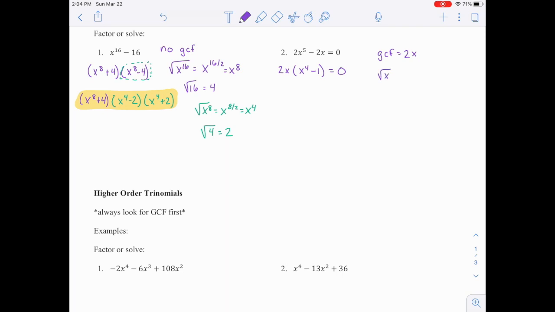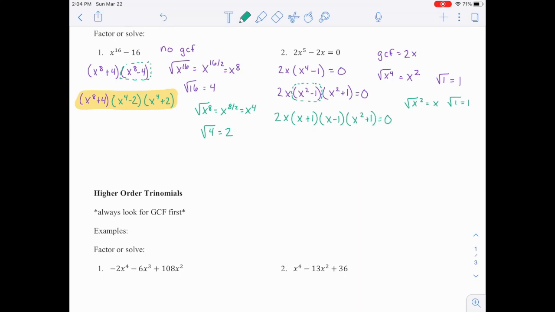You can do difference of squares on x to the 4th minus 1. Square root of x to the 4th is x squared. Square root of 1 is 1. So I'm going to have 2x times x squared minus 1 times x squared plus 1. I can factor this again. This x squared minus 1 can be factored with difference of squares. Square root of x squared is x. Square root of 1 is 1. So I get 2x, x plus 1, x minus 1, x squared plus 1.